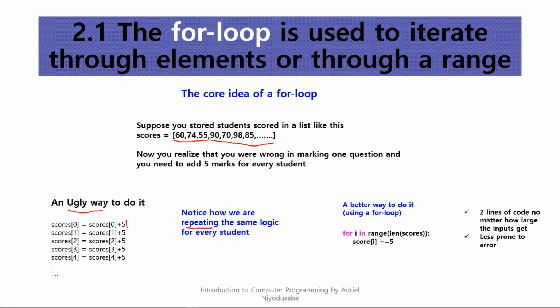For every score in my list, take that score and add 5 to it. That's basically what I want to do. So that intuition, that idea, is what the for loop helps us to do. We go through elements and we do something on those elements. And that idea of going through elements is what we'll be referring to as iterating through elements from now on.